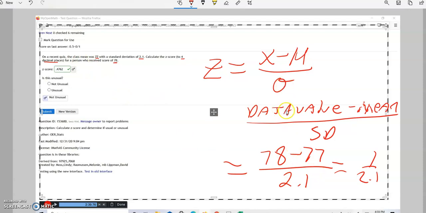So the data value, which is x, minus the mean, divided by standard deviation. In this case, a positive z-score, because we knew it was going to be higher. And think about it. Think of the empirical rule. One standard deviation higher is 79.1, right? 77 plus 2.1. 78 falls between the mean and one standard deviation higher.